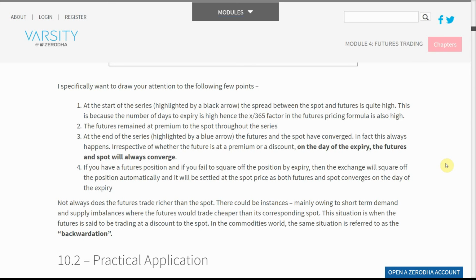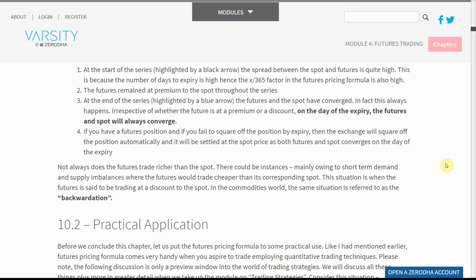Not always does the futures trade richer than the spot. There could be instances, mainly owing to short-term demand and supply imbalances, where the futures would trade cheaper than its corresponding spot. This situation is when the futures is said to be trading at a discount to the spot. In the commodities world, the same situation is referred to as backwardation.